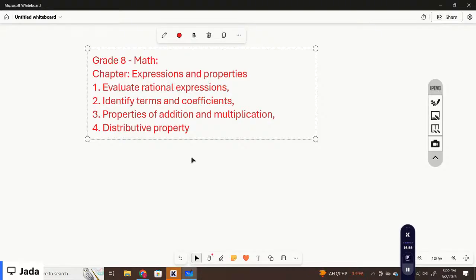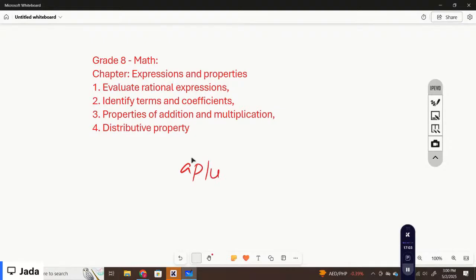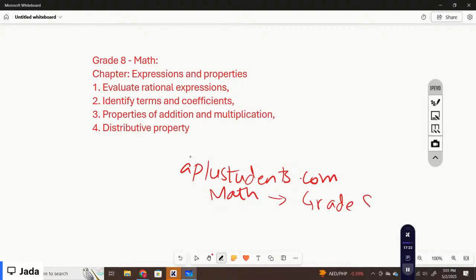We are here for grade 8 math. You can find all the lessons on aplusstudents.com. You have to log in there using your email address, and the password is provided by the administrator. Then you have to select math from the subject tab, scroll down to grade 8 math, and then click on view all lessons. There you can find a list of the chapters.